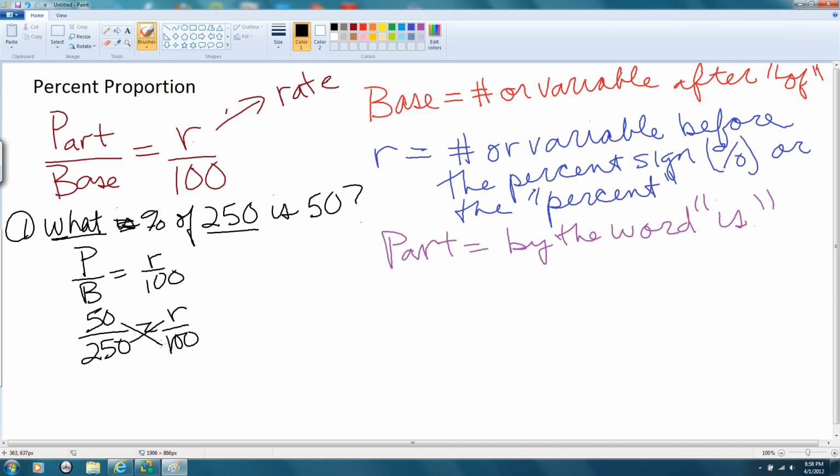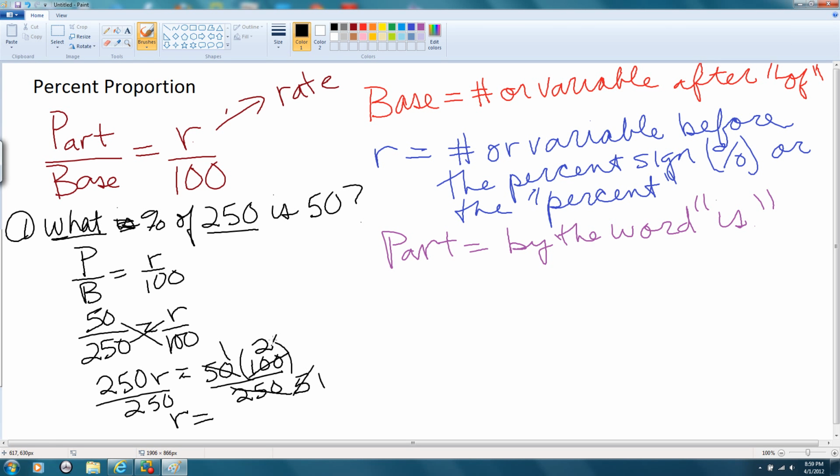So, okay, I'll just do cross products. 250r is equal to 50 times 100. I'm going to divide both sides by 250 to get r by itself. I could have calculated 50 times 100 first, but actually this allows me to do some canceling first. I can say 50 goes into here once and it goes into 250 5 times. And I know 5 goes into 5 once and into 100 20 times.